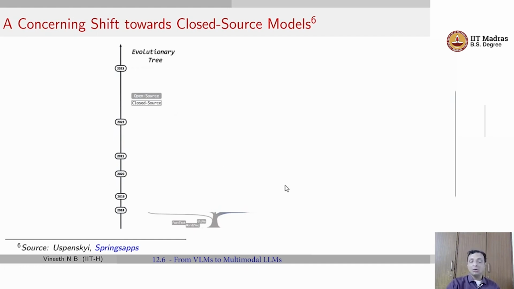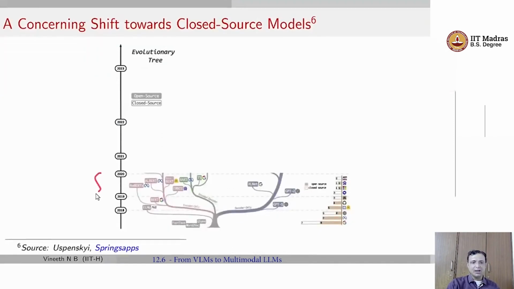If one looked at how these foundation models have evolved over the last few years, these shaded boxes are open source models, while the non-shaded boxes are closed source models. Initially, from 2018 to 2020, pretty much all models were open source models, as you can see, across different branches of this tree of models.